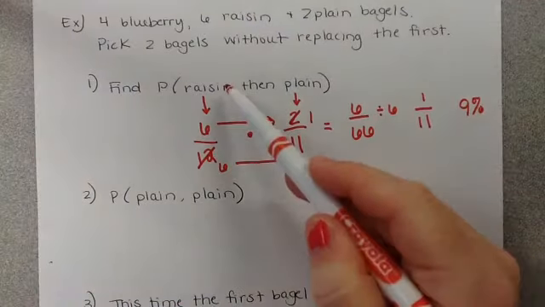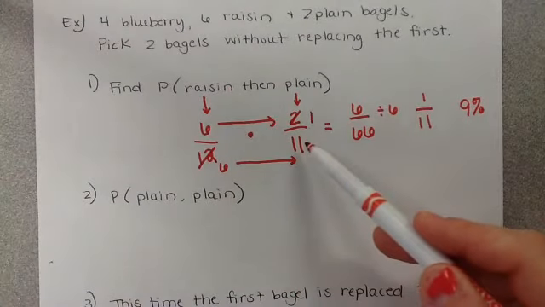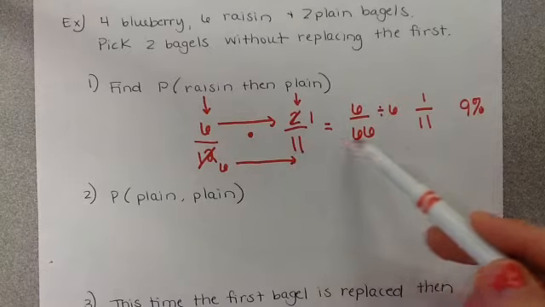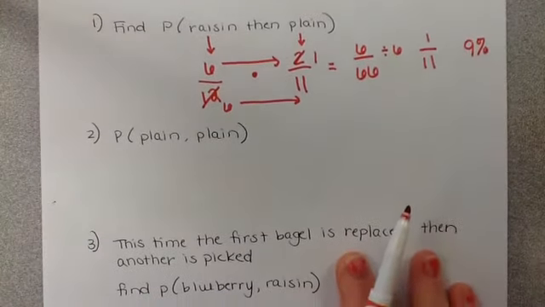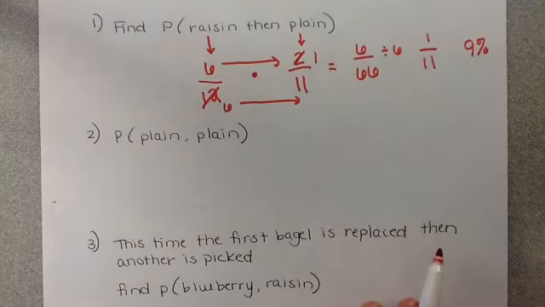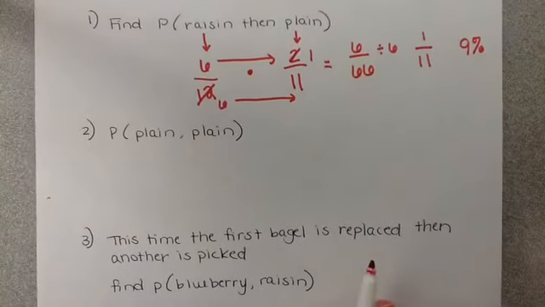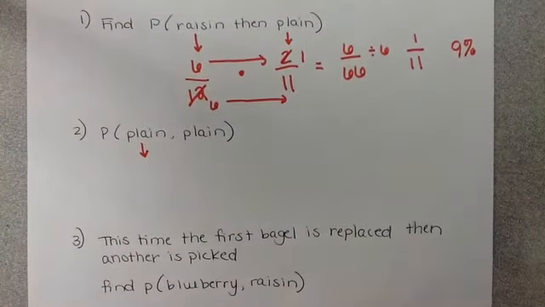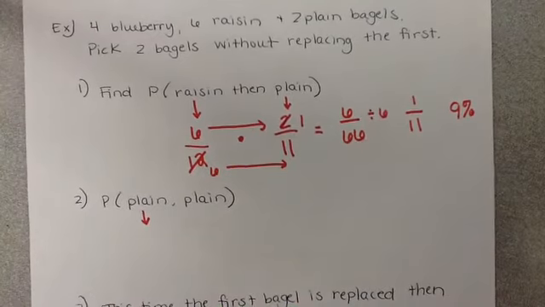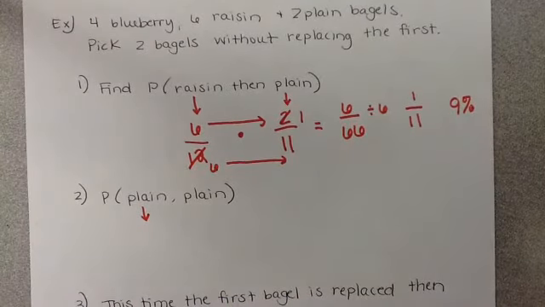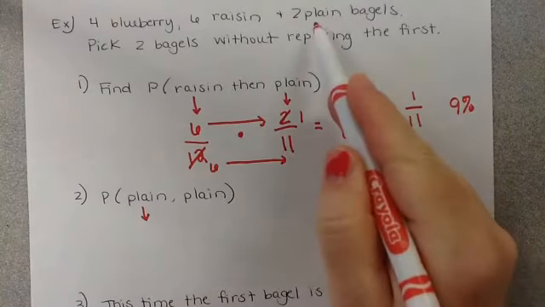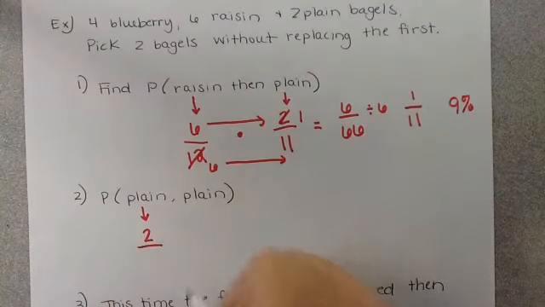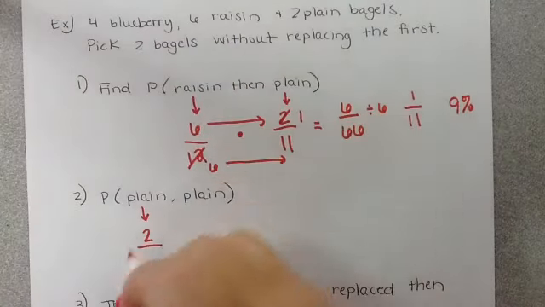So remember, since I didn't return the raisin, the total number on the table changed. Try this next one on your own. Find the probability that you pick a plain bagel and then another plain bagel. Let's see how you did. So I'm starting with a fresh table of bagels listed above. What's the probability that I pick a plain? How many plain are there? 2 plain. Out of how many total? 12.